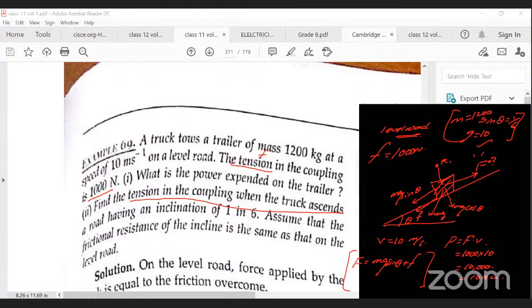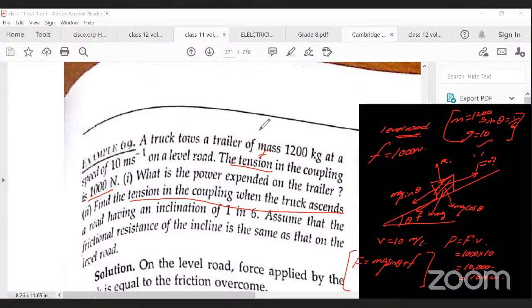Sir, 3000. Yes, ma'am. Sir, what is the coupling, sir? Coupling means a joint, ma'am. In trains, in the railway track, we call them trolleys or compartments. The joint between one compartment and another compartment, that joint is what we call the coupling. Okay, sir. Okay, so right, ma'am. The answer is 3000 newtons.